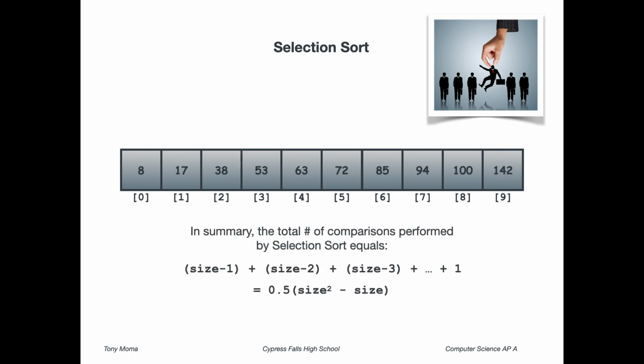In summary, the total number of comparisons performed by selection sort will always equal size minus 1 plus size minus 2 plus size minus 3, so on and so forth, all the way down to 1, which will always equal 0.5 times the size squared minus size, where size is simply the number of elements in the array or array list.